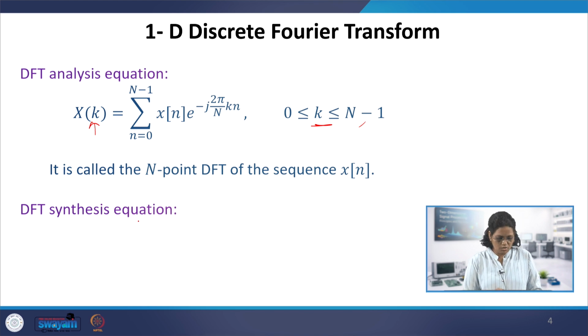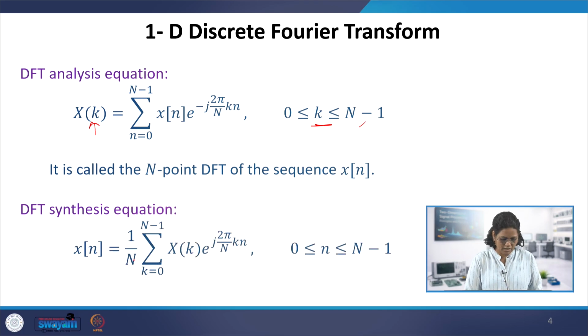For the DFT synthesis equation, once we have the DFT coefficients, we can obtain the signal x of n back using the scaling factor 1 by N, summation with k varying from 0 to N minus 1 of X of k e power j 2 pi k n by N. You can note down the basis function.